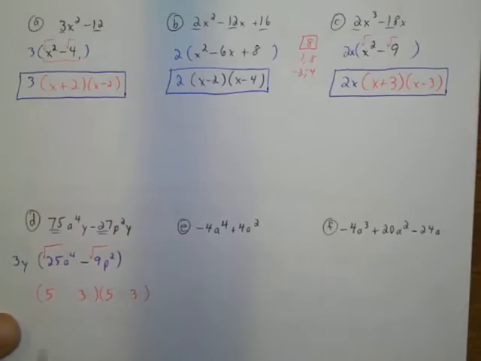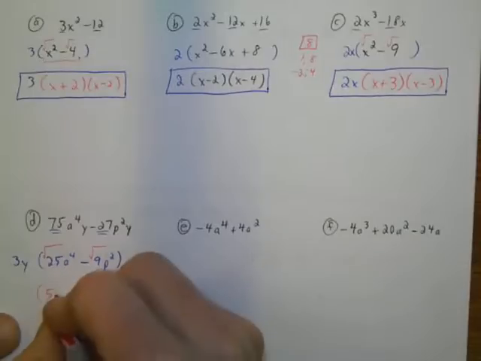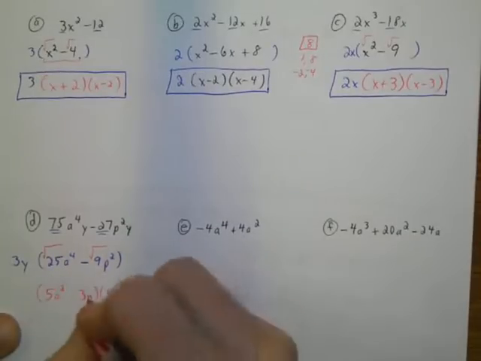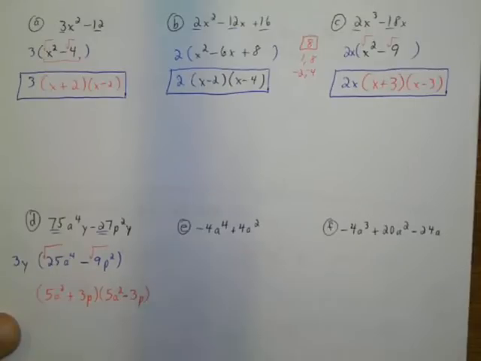I'm going to cut this pile in half. So that's a squared, and then I'm going to cut that pile in half, so I'm left with a p and a p. So a plus and a minus. So 5a squared plus 3p, 5a squared minus 3p, and this is left with 3y.